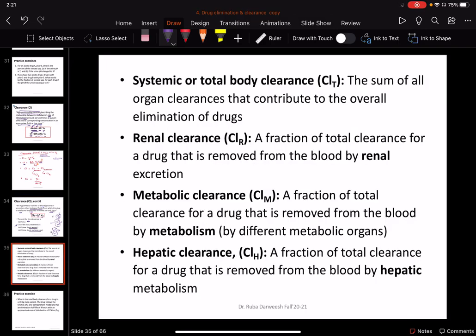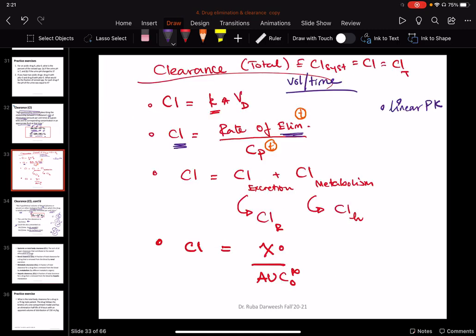Okay, as definitions, again, systemic or total clearance is the sum of all the organ clearances that contribute to the overall elimination of the drug, which is the definition of this equation that you already know. It's the sum of all clearances or all organ clearances involved in the elimination of the drug.